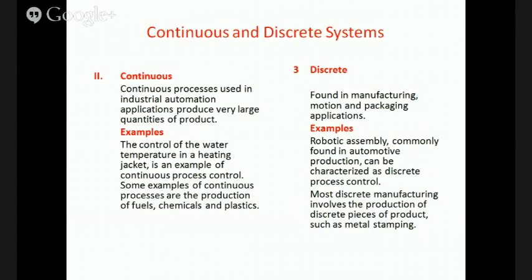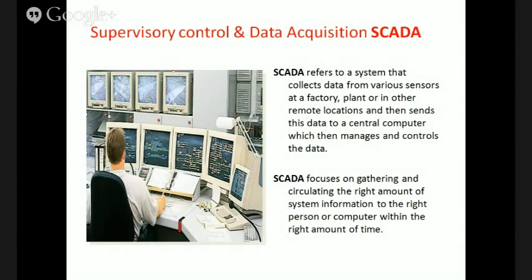This is a supervisory control and data acquisition system, SCADA. SCADA refers to a system that collects data from various sensors at a factory, plant, or in other remote locations, and then sends this data to a central computer, which then manages and controls. SCADA focuses on gathering and circulating the right amount of system information to the right person or computer within the right amount of time. You see, SCADA is very, very important from many industrial points of view.